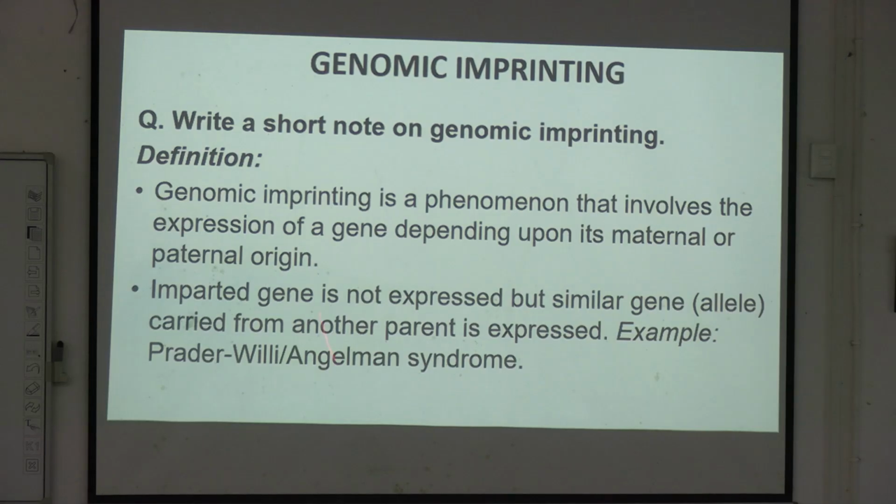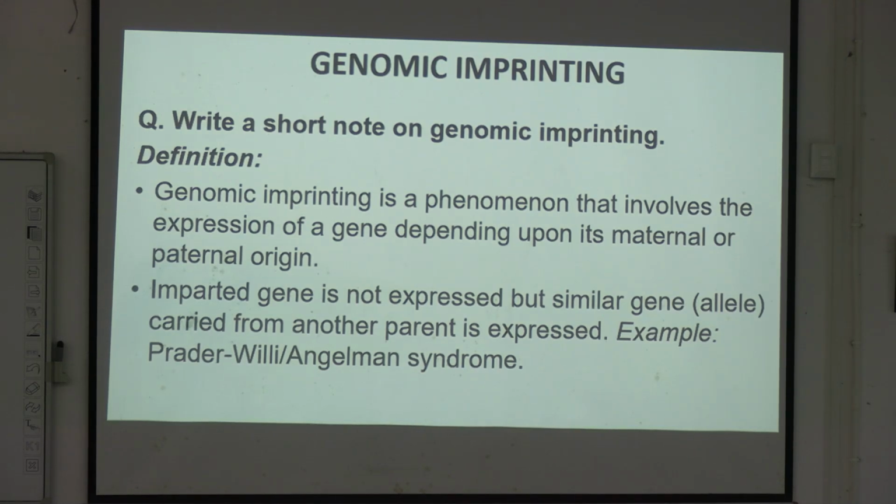Next we are going to genomic imprinting. What is genomic imprinting? Genomic imprinting is a phenomenon that involves the expression of a gene depending upon its maternal and paternal origin. The imprinted gene is not expressed, but the similar gene or allele carried from the other parent is expressed. Examples are Prader-Willi and Angelman syndrome.